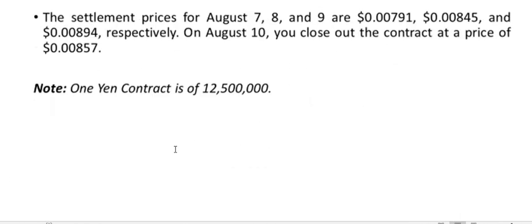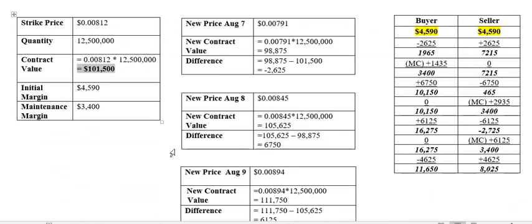So that's it, ladies and gentlemen. This is a future contract, and that's how it works. The calculations that we have done are called mark to market adjustment.